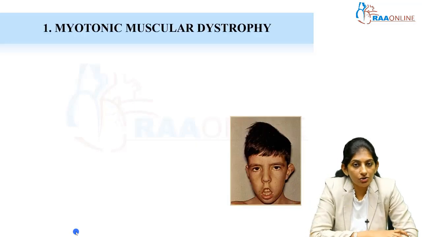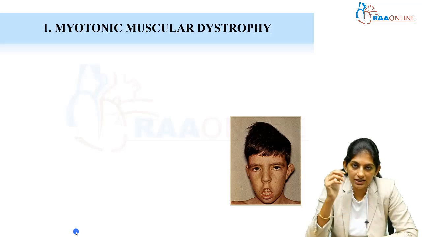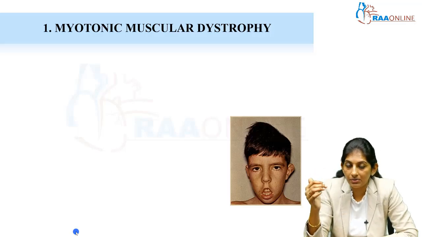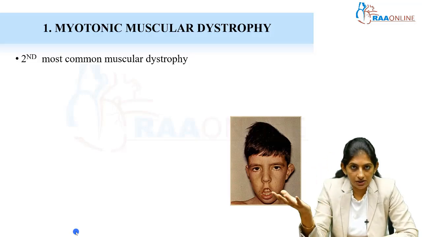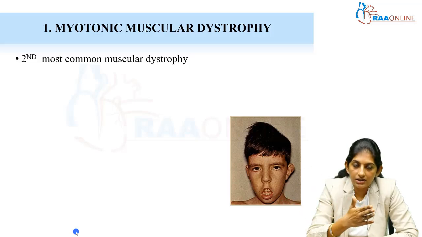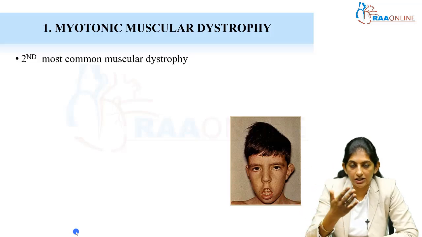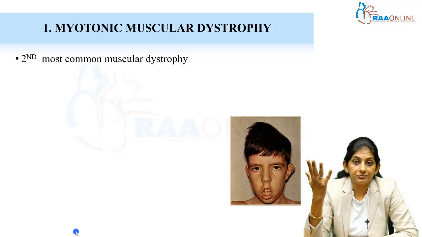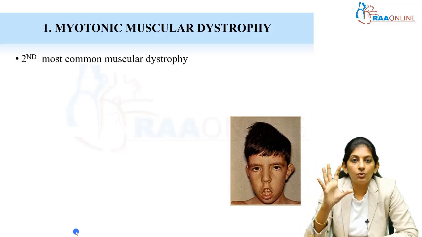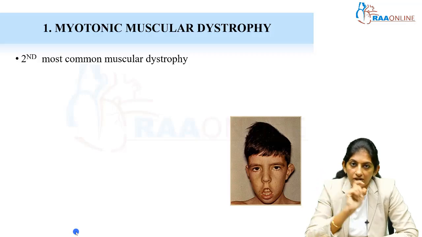So the first one is myotonic muscular dystrophy. This is actually the second most common muscular dystrophy after DMD and BMD. We should never miss myotonic muscular dystrophy because, like Duchenne's, this is also a multisystemic disorder. It does not involve just the striated muscle, but it can involve smooth muscle and cardiac muscle. It can have cardiomyopathies, and smooth muscle involvement can be there, so gastroparesis. So it is a multi-systemic involvement. Not only that, it can involve immunological issues, and it can lead to malignancies. So it is very, very important to diagnose myotonic muscular dystrophy.